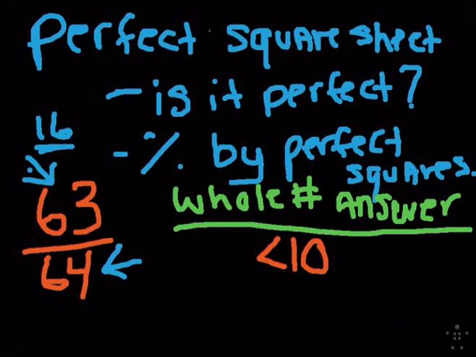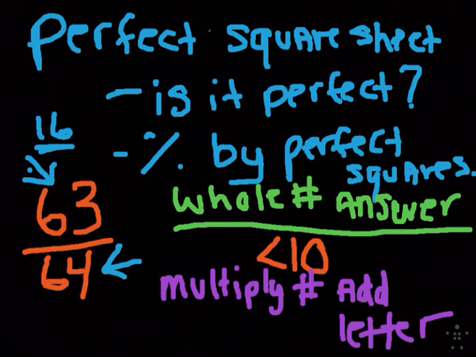Now remember, when you're multiplying perfect squares, you just simply multiply them together. But when you multiply letters, you just add them together. And remember, the square root of a letter is just always going to be even. Whatever is the even number.